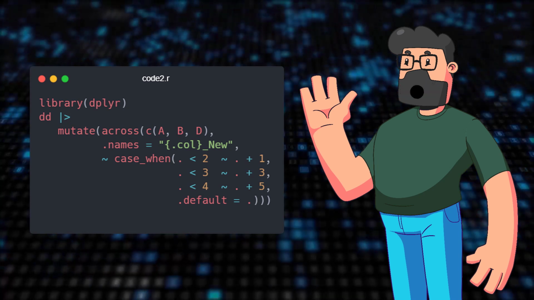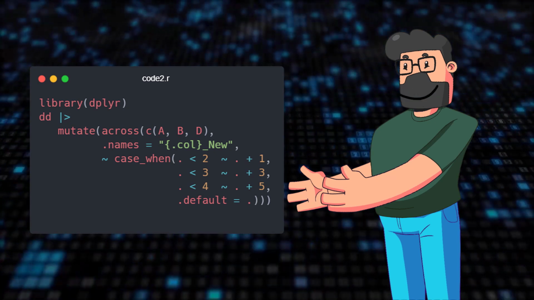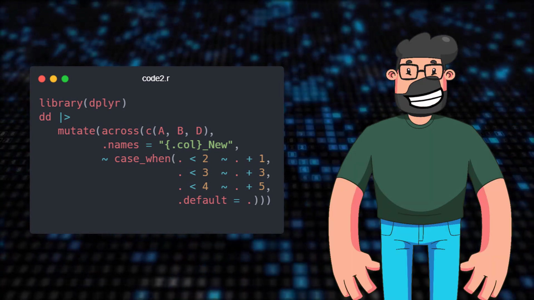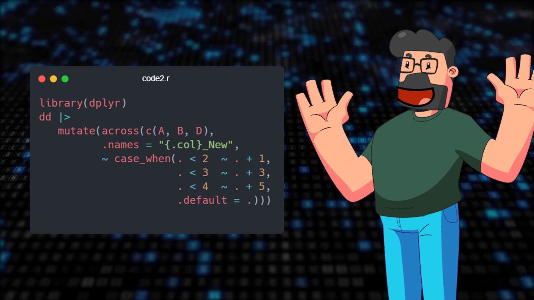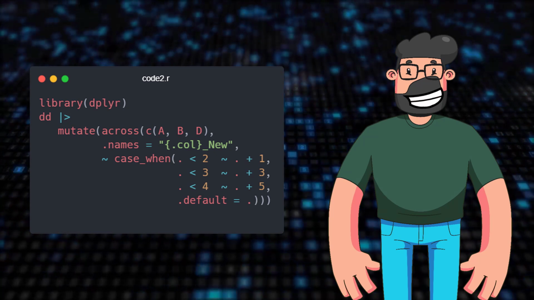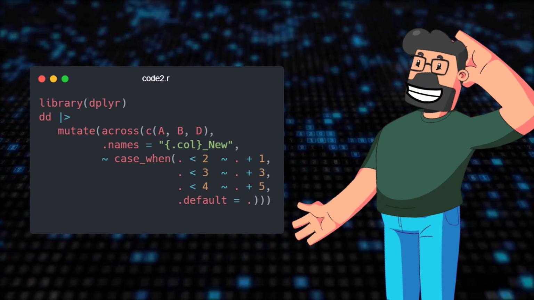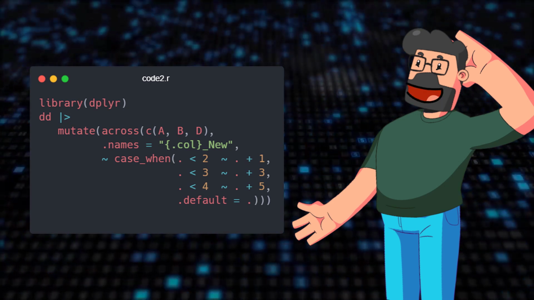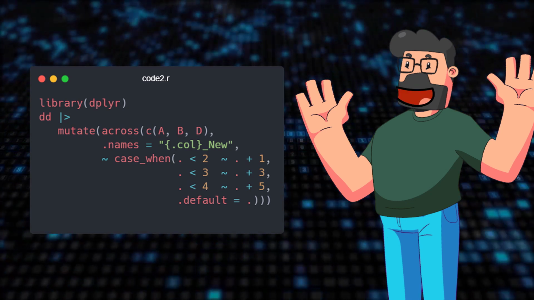Continuing with the explanation of the solution, the mutate function applies the defined logic to each specified column in the data frame DD. By using across, we can target multiple columns at once, streamlining the process and making the code more readable and efficient. The naming convention for the new columns is set using .names, ensuring clarity in the output. The case_when function then evaluates each cell value according to the defined conditions and performs the necessary calculations to generate the desired results. It's a neat and concise way to achieve the desired outcome without unnecessary complexity.